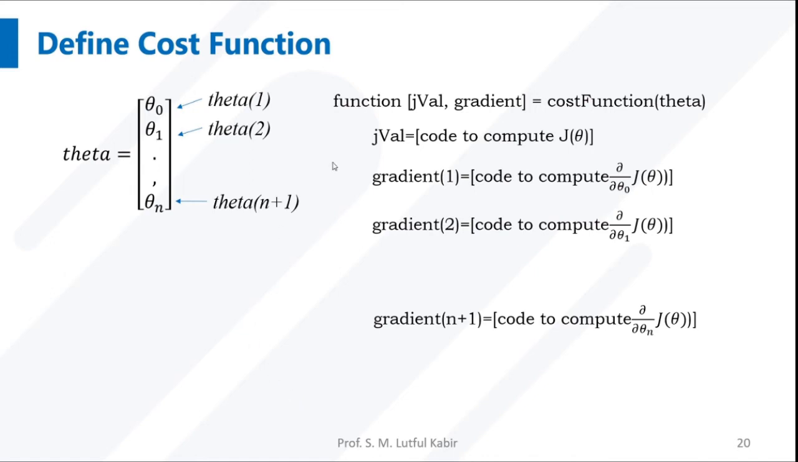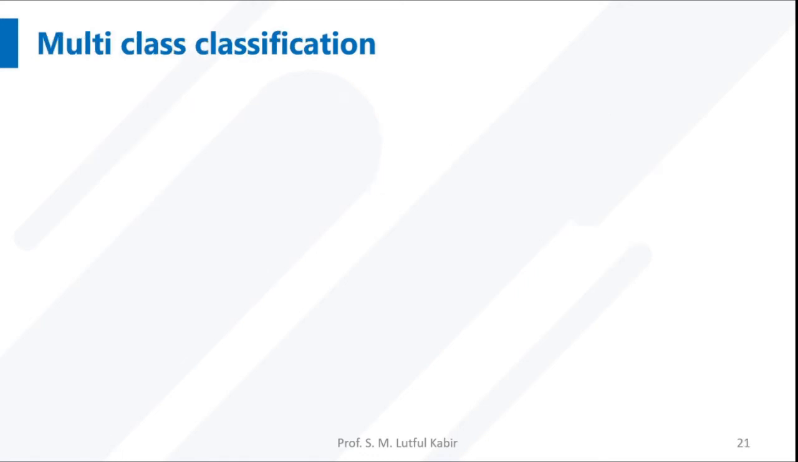In Octave, you have to follow it this way, but in case of other languages like Python, C++, or R, you have to find the function for a similar optimization algorithm. There are built-in functions in every language, so you have to search for that and use that optimization function for a faster speed. Let us discuss multi-class classification.